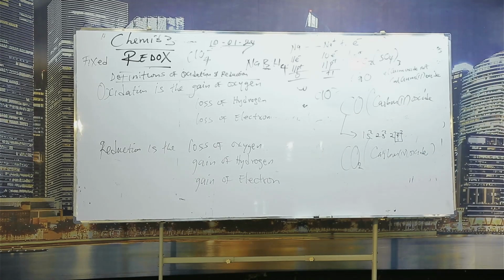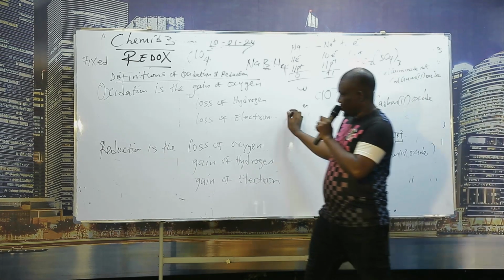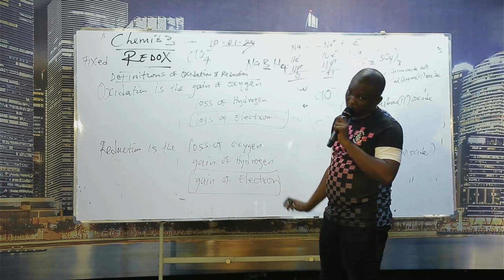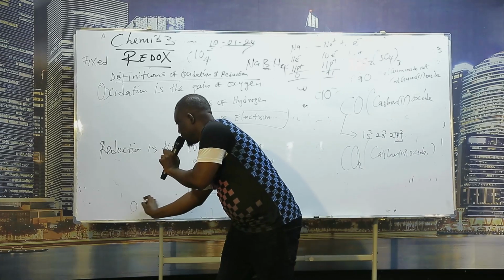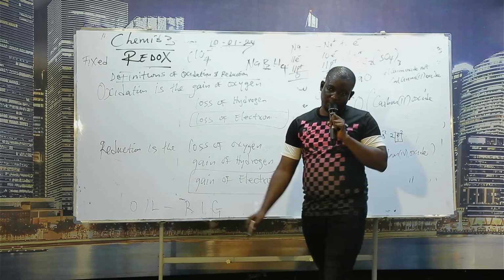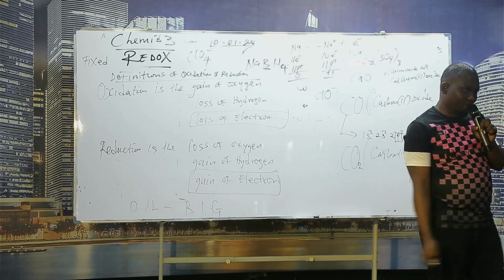But for me, which one is most appropriate for the definition of reduction and oxidation? The last one. Loss of electron, gain of what? Electron. So always remember this. You know about this? For the definition, this is what I was told when I was in JS3.